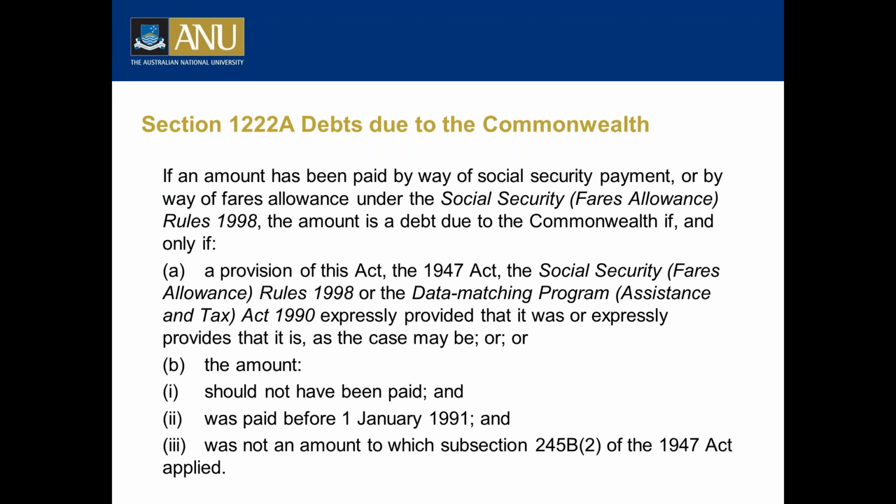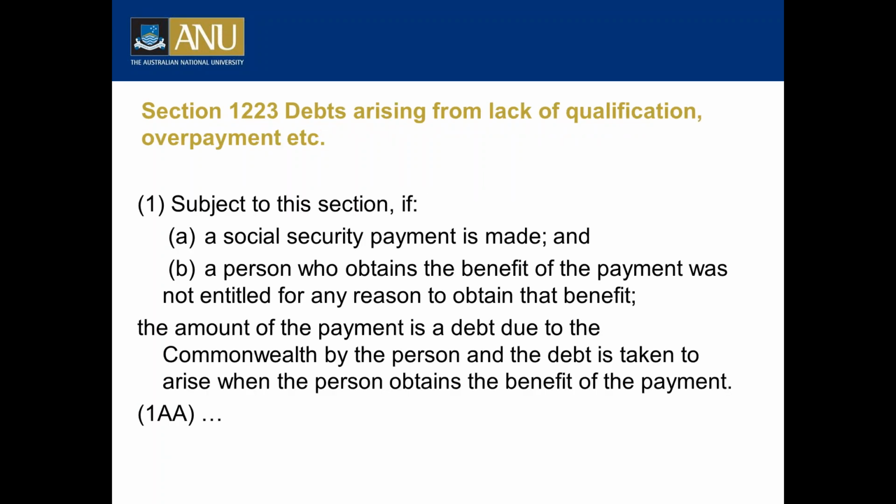And then the next one, this is the fundamental raising a debt provision. Subject to the section, if a payment's made and the person who obtains the benefit was not entitled for any reason to obtain it, the amount of the payment is a debt due to the Commonwealth, and the debt is taken to arise when the person... It's a pretty broad statement: overpayment equals debt. There are some less relevant exceptions, but this is the fundamental game. So that's 1223.